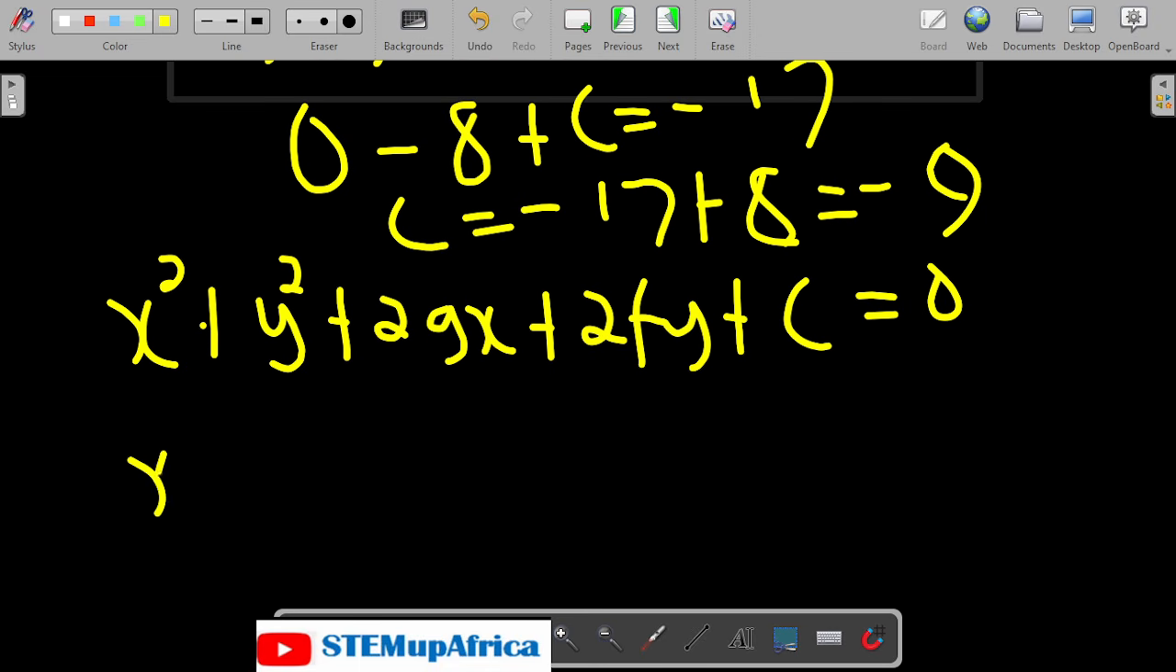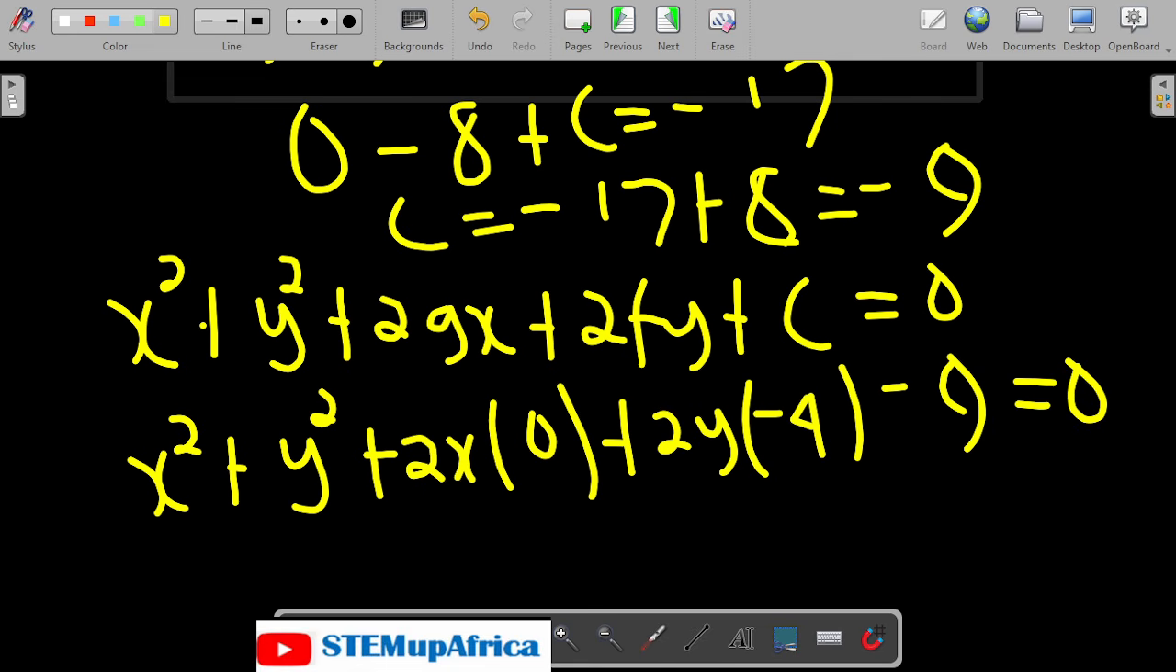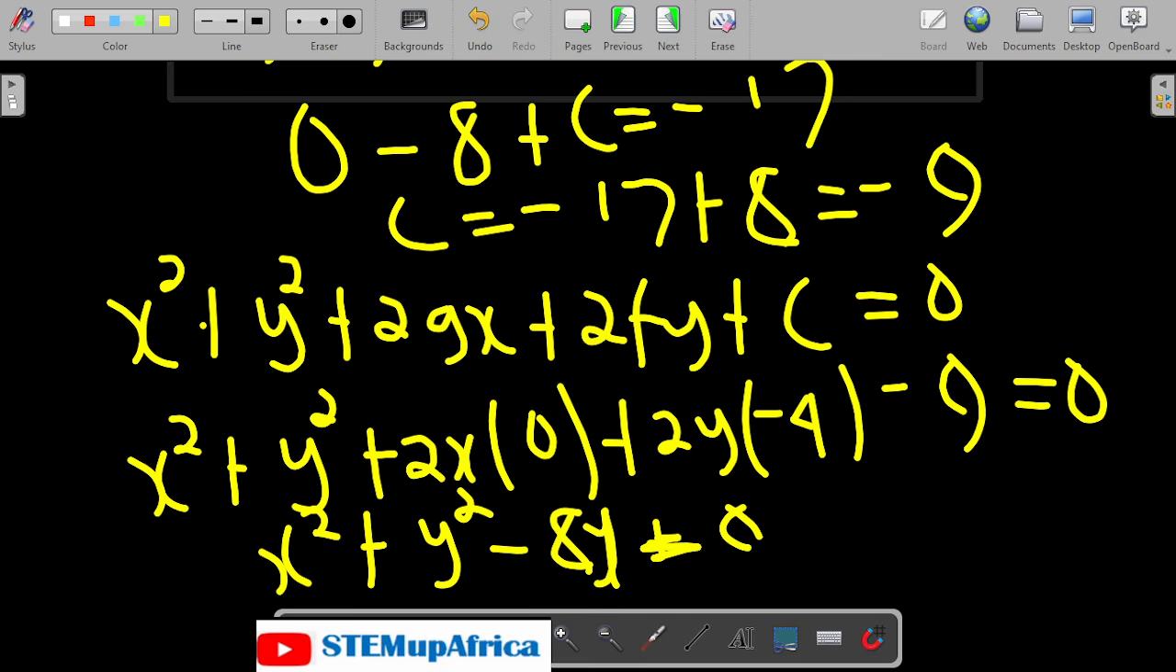So that gives us x squared plus y squared plus 2x. What's our g? Our g is 0. Plus 2y. What's our f? Minus 4. 6 minus 9 equals 0. So I'm having x squared plus y squared minus 8y minus 9 equals 0. So this is the equation of the circle according to question 11a.